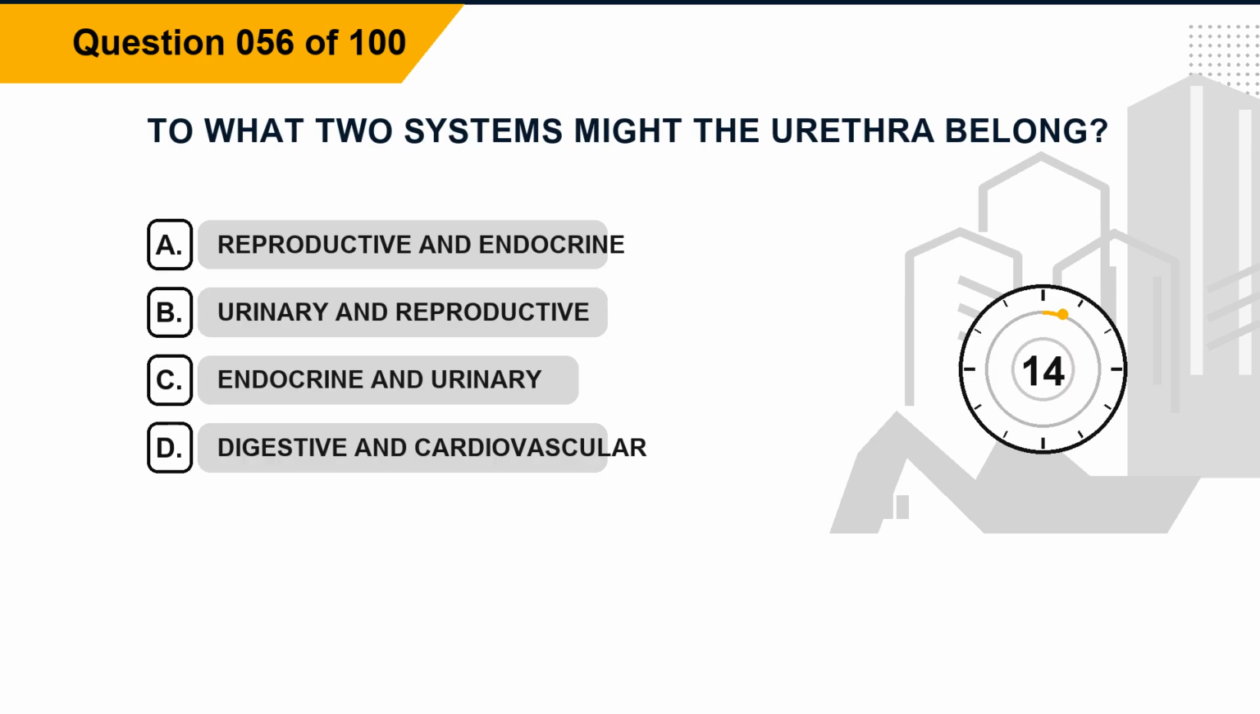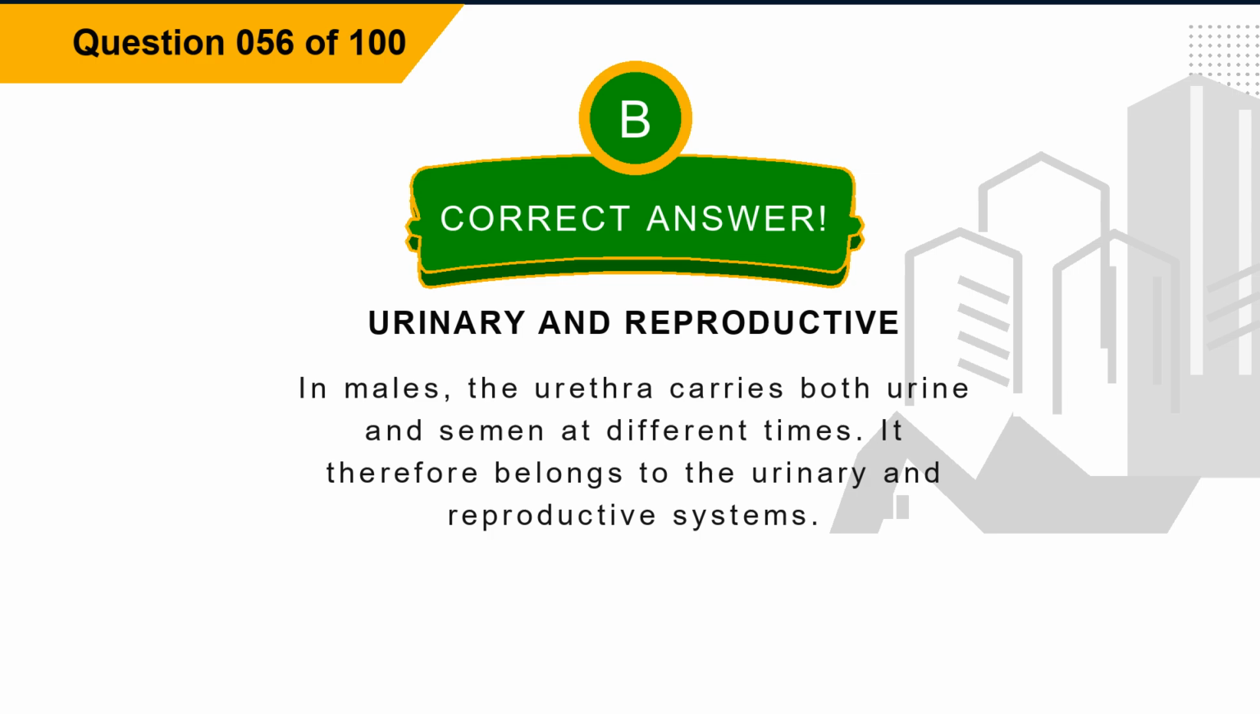Question 56. To what two systems might the urethra belong? Option A, reproductive and endocrine. Option B, urinary and reproductive. Option C, endocrine and urinary. Option D, digestive and cardiovascular. The correct answer is option B, urinary and reproductive. Explanation. In males, the urethra carries both urine and semen at different times. It therefore belongs to the urinary and reproductive systems.